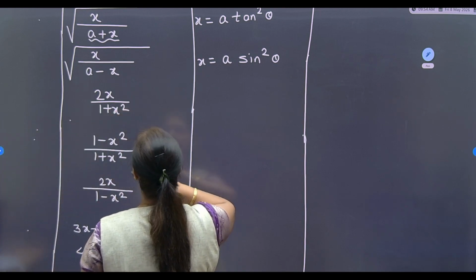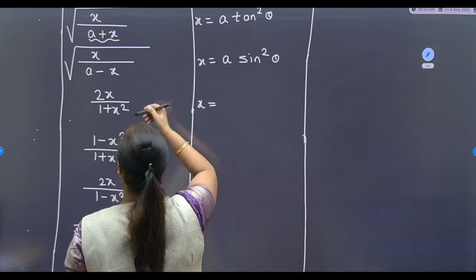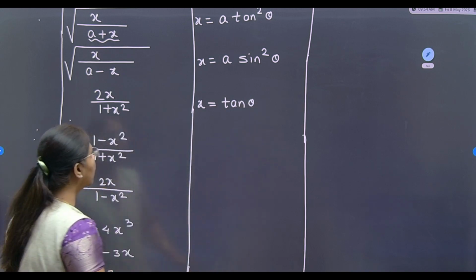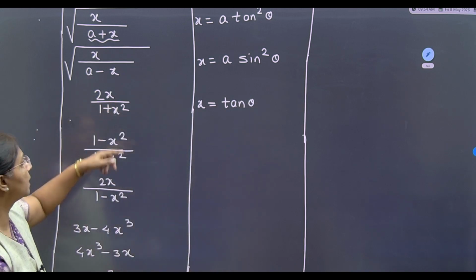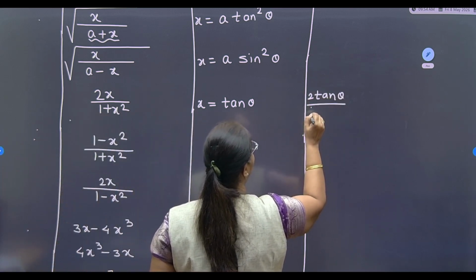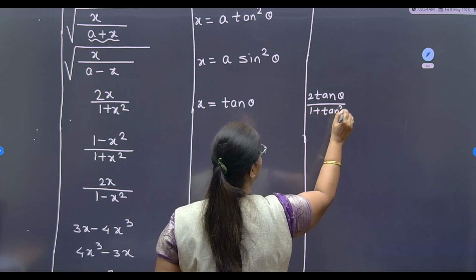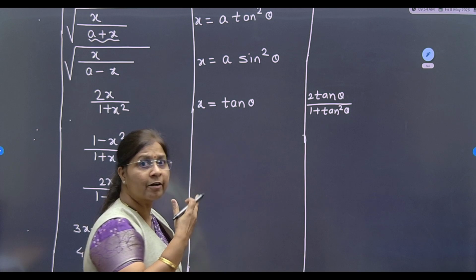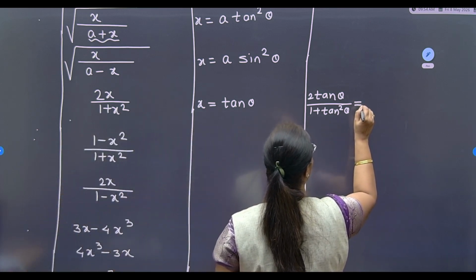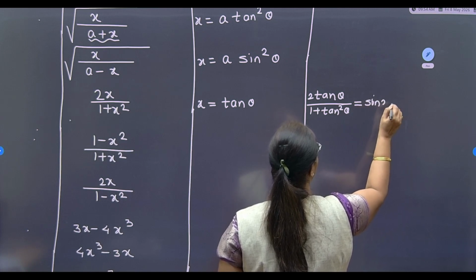2x upon 1 plus x square. Substitution. Yes, x is equal to tan theta. We know that formula, 2 tan theta upon 1 plus tan square theta. Most important for trigonometric function topic also. 2 tan theta upon 1 plus tan square theta. This is a formula of sin 2 theta.